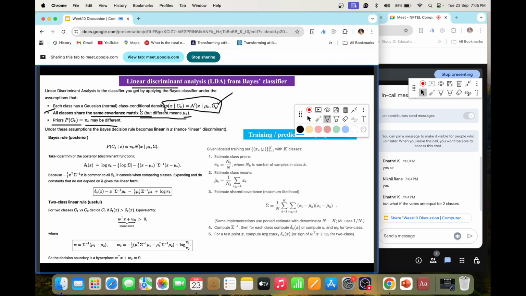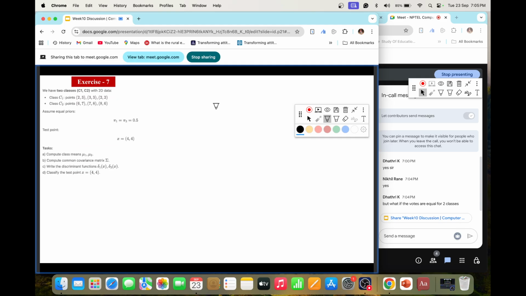Now let me help again with the question, that will be easier. So this is the question. Class C1 has 3 points, and class C2 has these 3 points. π1 and π2 have been given, π1 = π2 = 0.5, and the test point is this (4, 4). You have been asked to compute μ1 and μ2, which you can easily compute.